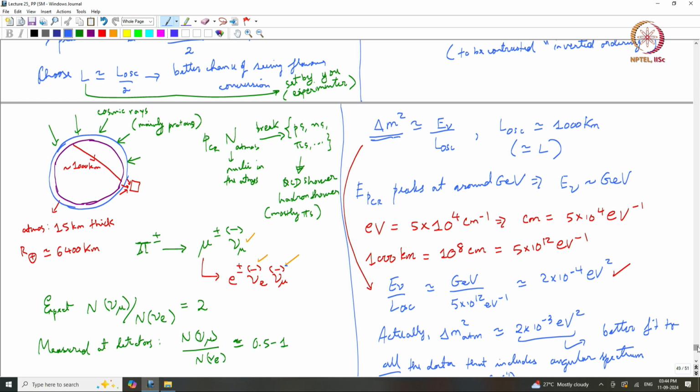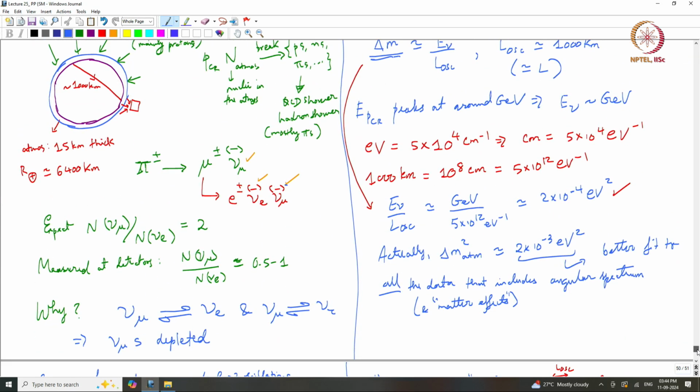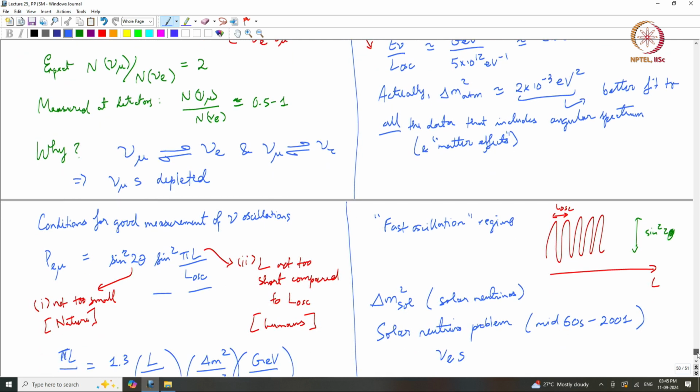So we can now turn this into an advantage and measure the delta m squared for at least this baseline. The baseline here being the typical chord length through the interior of the earth, and that is about 1000 kilometers. And when you put that in, you find that for GeV neutrinos, the delta m squared that you can measure is around 10 power minus 4 electron volt squared. But actually using more sophisticated measurements, people have determined that the best fit is 2 times 10 power minus 3 electron volt squared. So it is not such a bad calculation.